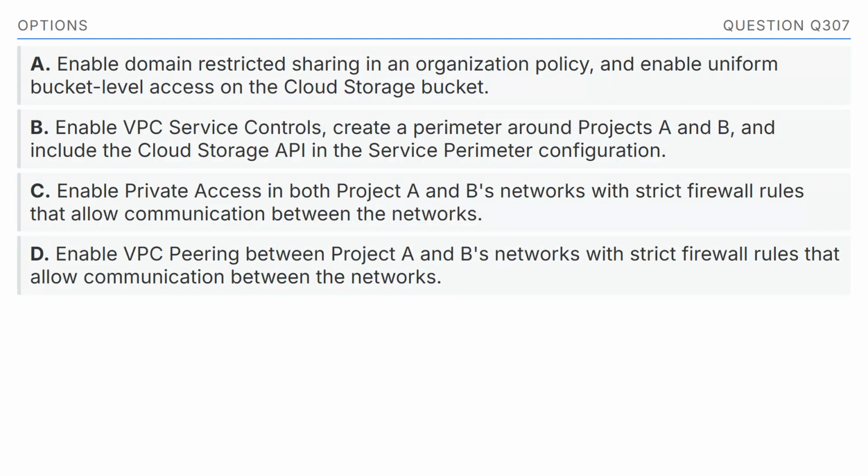The options are: Option A, enable domain-restricted sharing in an organization policy, and enable uniform bucket-level access on the cloud storage bucket. Option B, enable VPC Service Controls, create a perimeter around projects A and B, and include the Cloud Storage API in the service perimeter configuration. Option C, enable private access in both Project A and B's networks with strict firewall rules that allow communication between the networks. Option D, enable VPC peering between Project A and B's networks with strict firewall rules that allow communication between the networks.